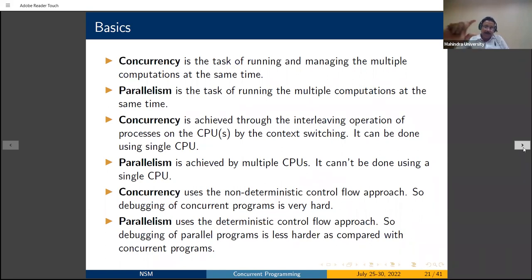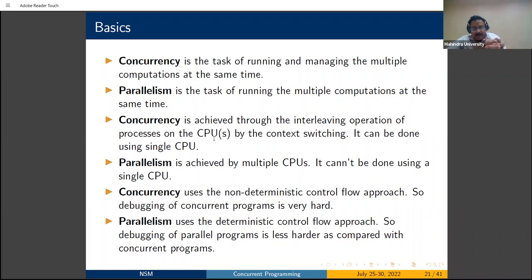Before that, here I would like to discuss the difference between concurrency and parallelism. Till now, I spoke about concurrent programs and parallel programs. What is concurrency? Concurrency is the task of running and managing multiple computations at the same time. Parallelism is the task of running multiple computations at the same time. From these two definitions, you can observe that parallelism is a subset of concurrency. At the same time, concurrency is achieved through interleaving operation of processes.